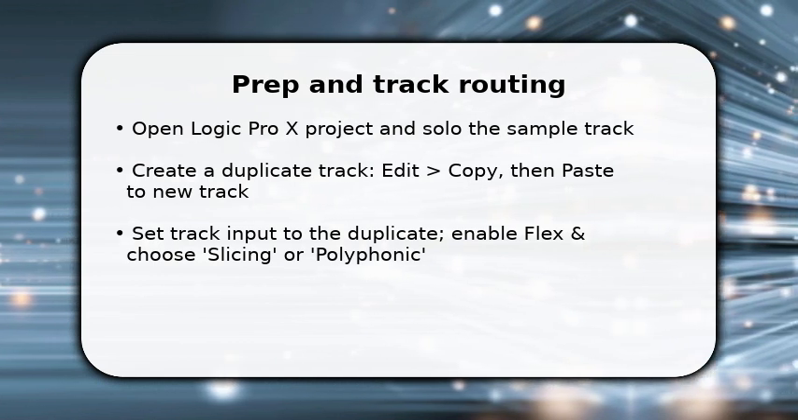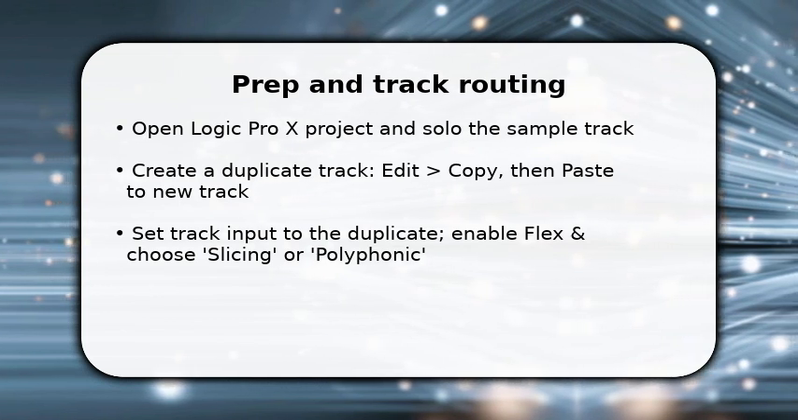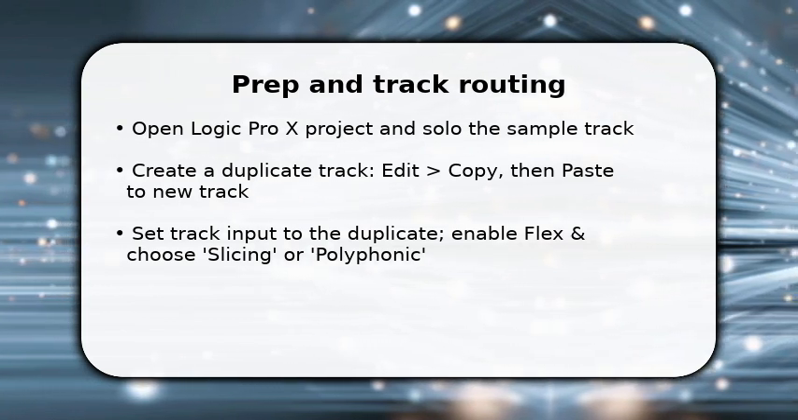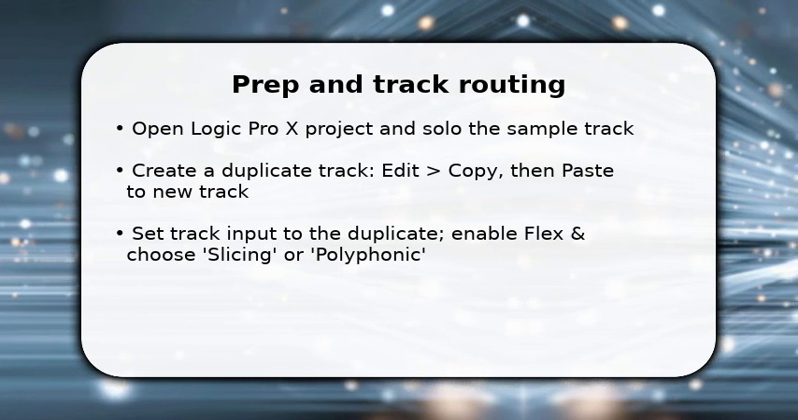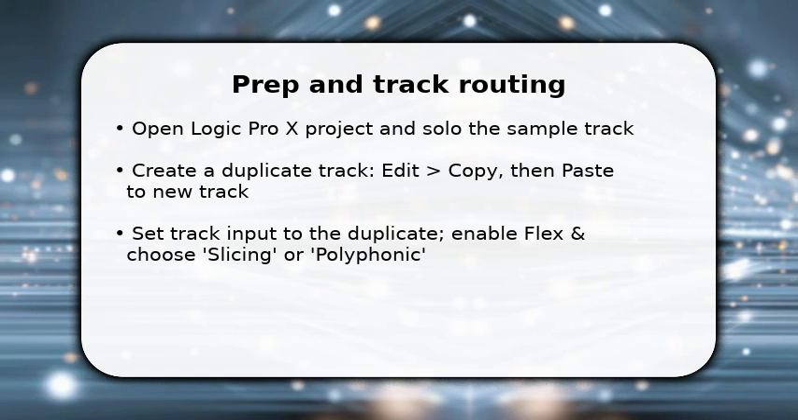Then route the original to a bus and the duplicate stays on its own track. Once done, you'll have independent control to remove drums without touching the source file. Now focus on taking the drum energy out while preserving musical content.